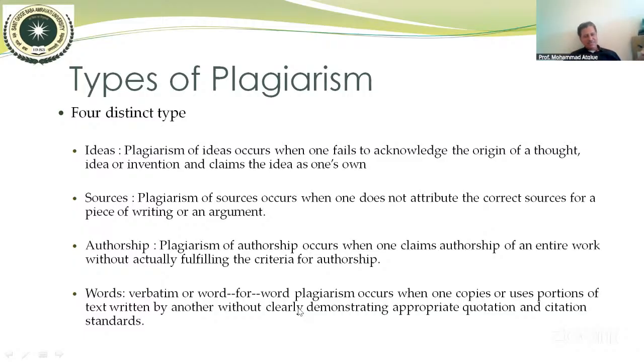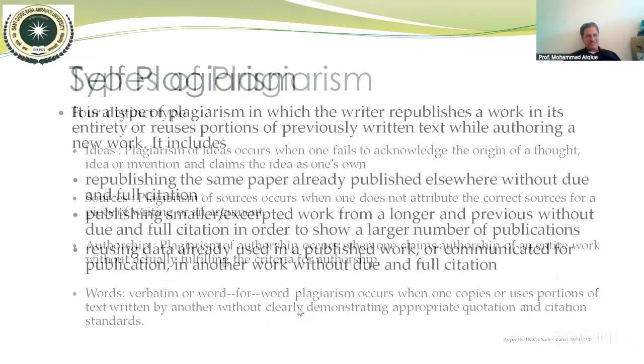Authorship. Plagiarism of authorship occurs when one claims authorship of an entire work. Now, what is the criteria of authorship is what we have already seen. That is substantial contribution. So you must contribute substantially. Words, that is verbatim, which is very common. This happens at the UG or PG level, word for word. But again now there are checks and balances. So UGC is very serious about all these aspects. So they have come up with some stringent guidelines. We'll have a look at all those guidelines in the slides to come.